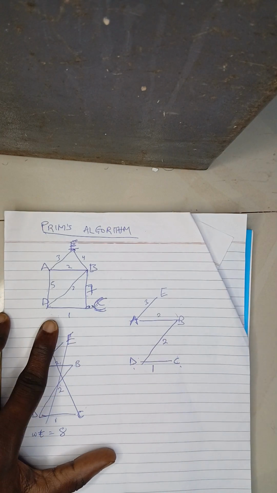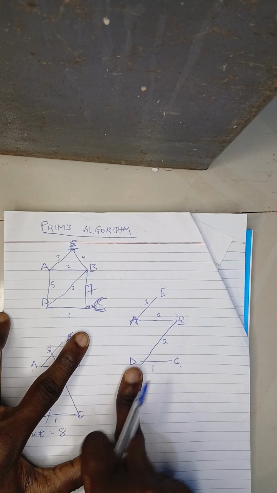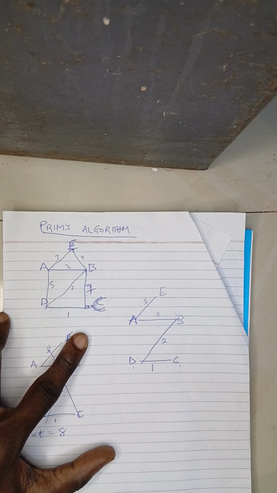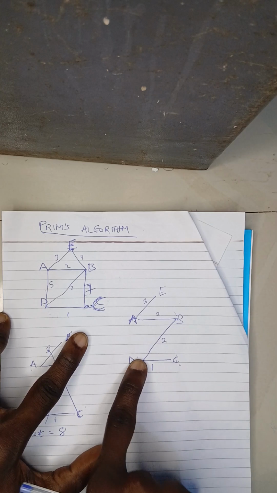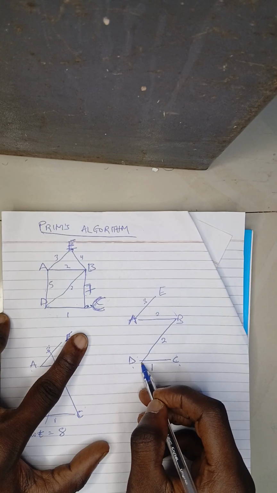Now, someone may ask, are we not coming to D? Because he said once we leave D, we cannot come to D. I told you, unless it is the last step. This is the last step. Unless it is the last step. So this is the last step. That's why we're able to come to D.